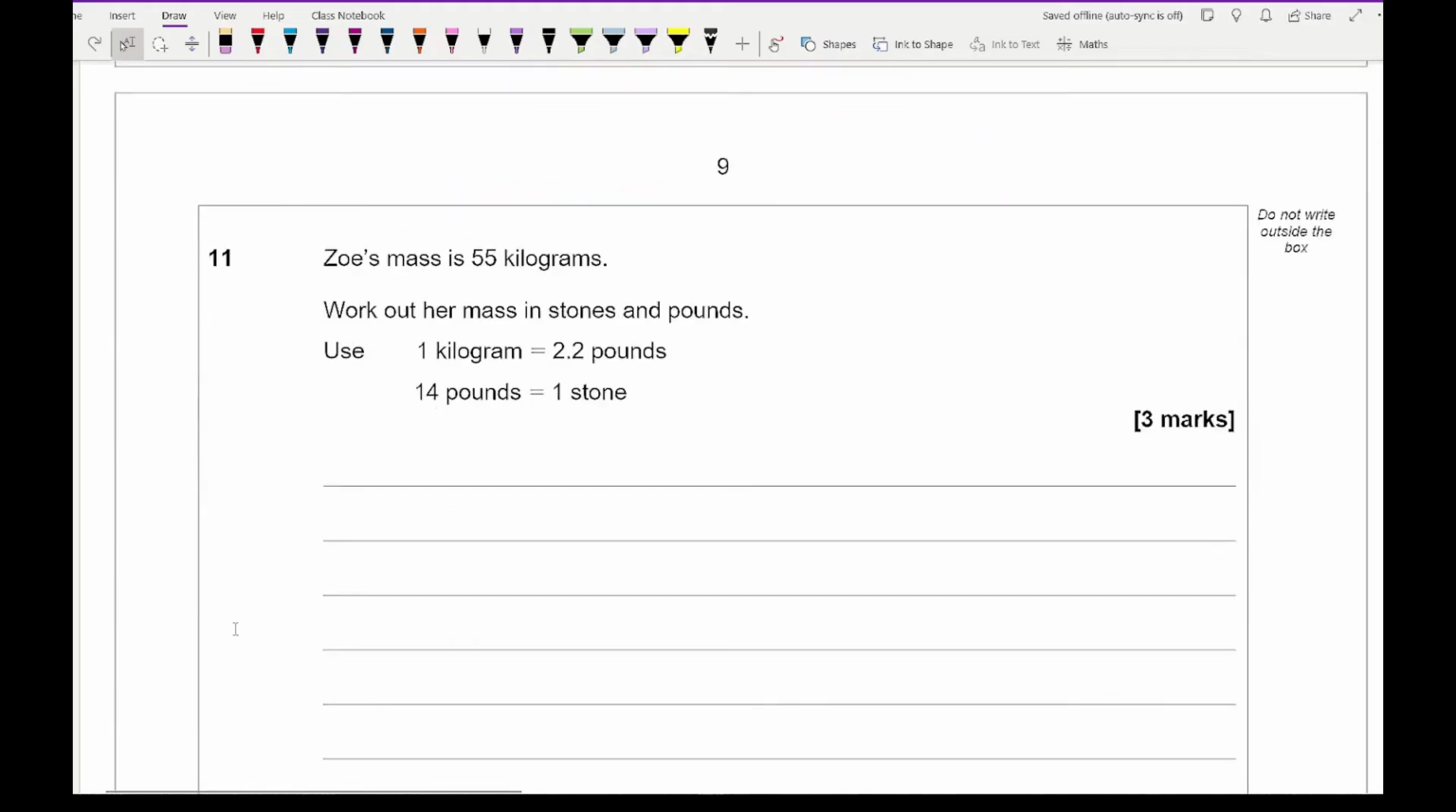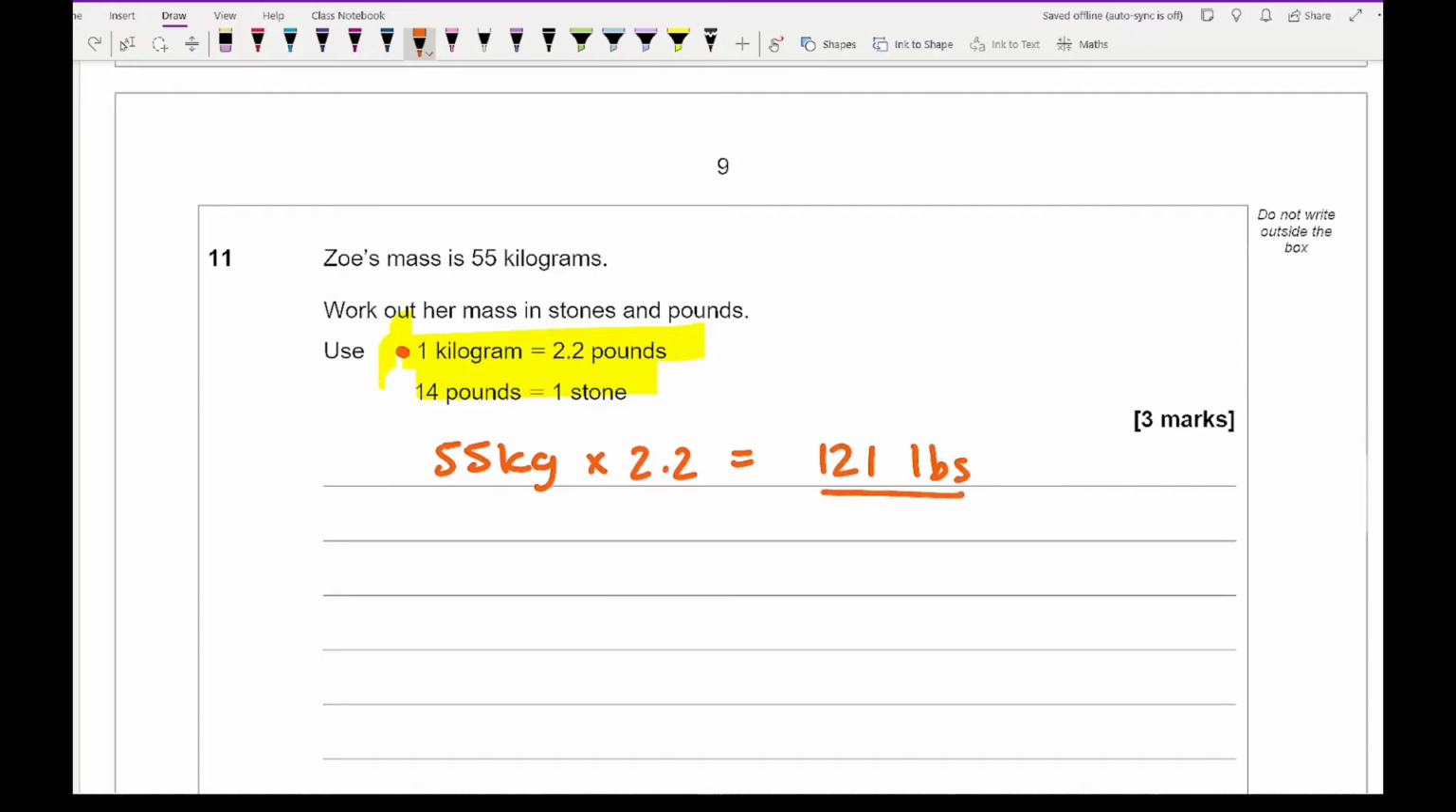Moving on to question 11, it says that Zoe's mass is 55 kilograms. Work out her mass in stones and pounds. We've got our little indication of the conversion units that we're going to be using, simply because we're working with imperial units. So let's first of all write down what we're converting. We're going for 55 kilograms, and first, using this first line, we want to convert that into pounds. If I do 55 times 2.2, that's going to give me an answer of 121 pounds. So that would get me 1 mark.